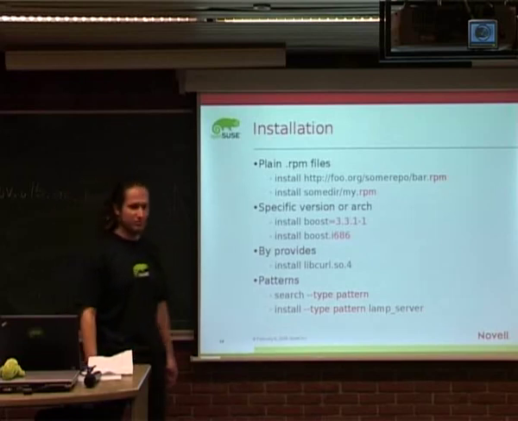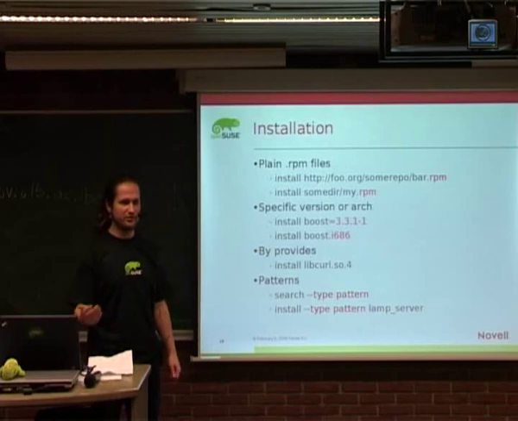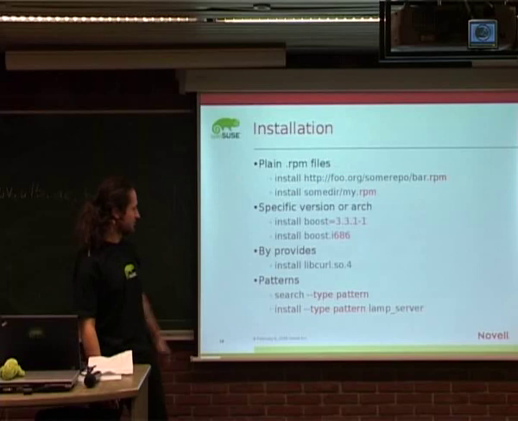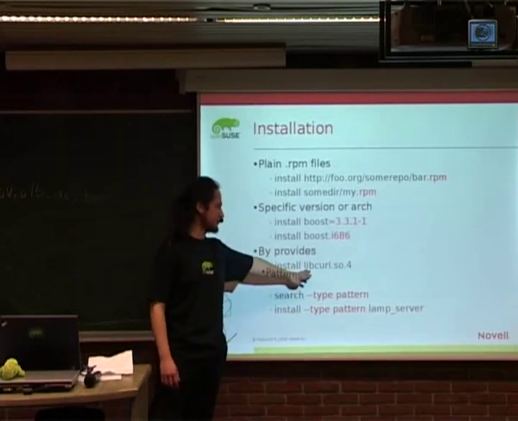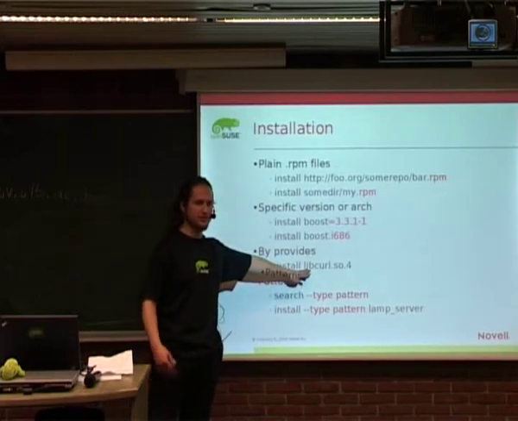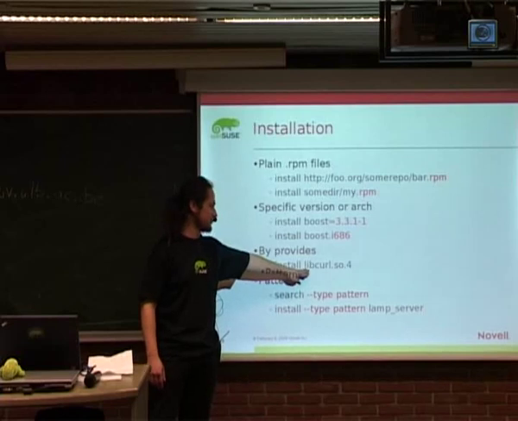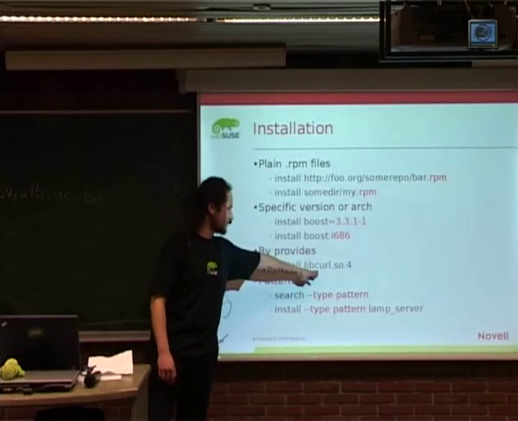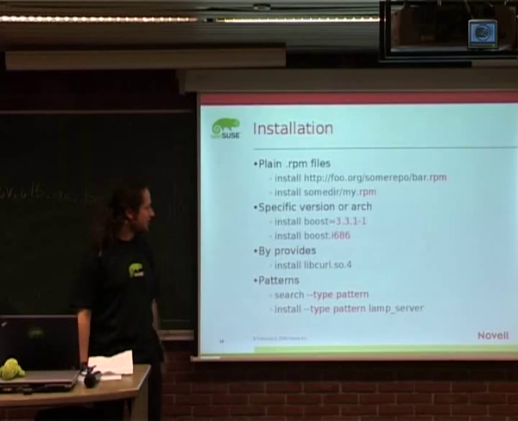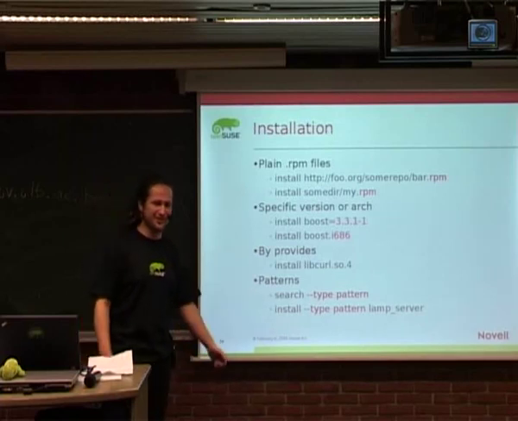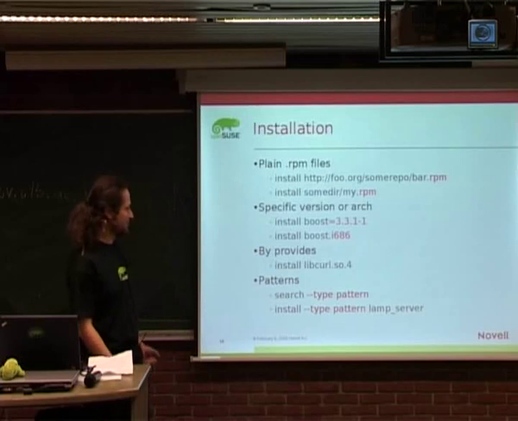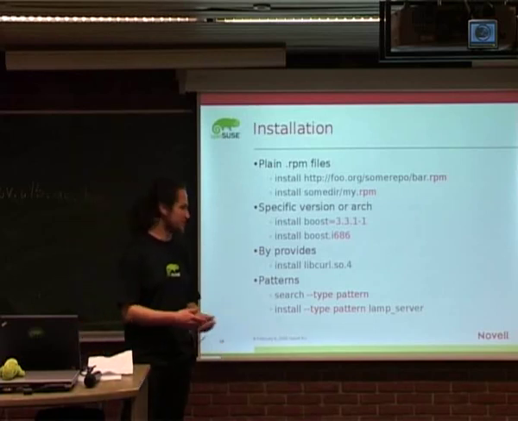If you, for example, are compiling some source code and it is complaining about some missing library, you can try issuing a command like this. And if the package metadata contains provides symbols with, for example, the libcurl shared object, if you are lucky, you can get this library installed just with this command.